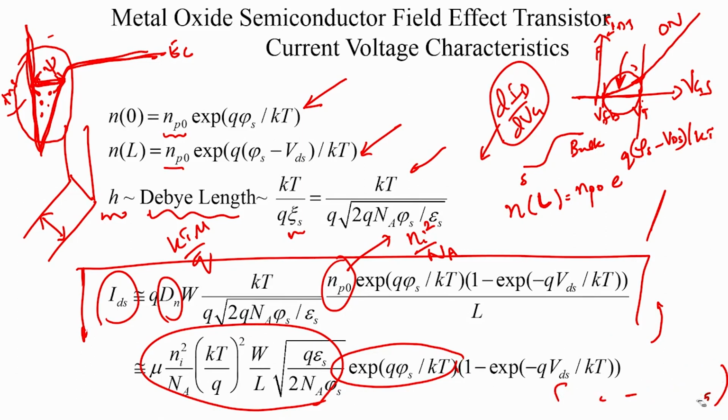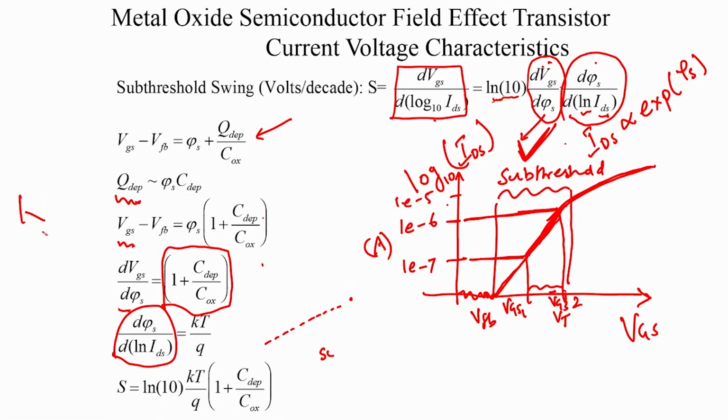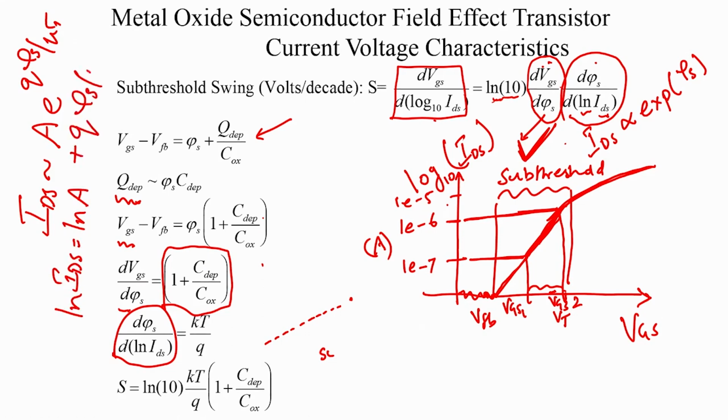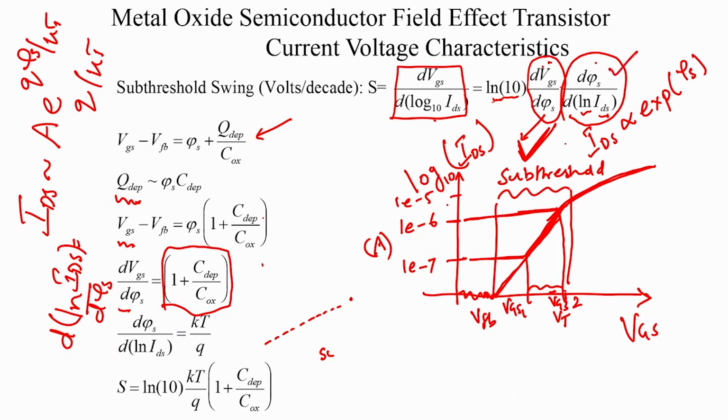My writing it there does not make it appear on the screen. So, we will just say IDS is some constant times e to the power Q phi s by kT, which implies that the natural log of IDS is the natural log of A plus Q phi s by kT, and therefore d natural log of IDS by d phi s is simply Q by kT, since this is a constant. The inverse of that is kT by Q. So, we can get the second part of this definition, which is d phi s by d ln of IDS equal to kT by Q. Therefore, the subthreshold swing is given by this term here.